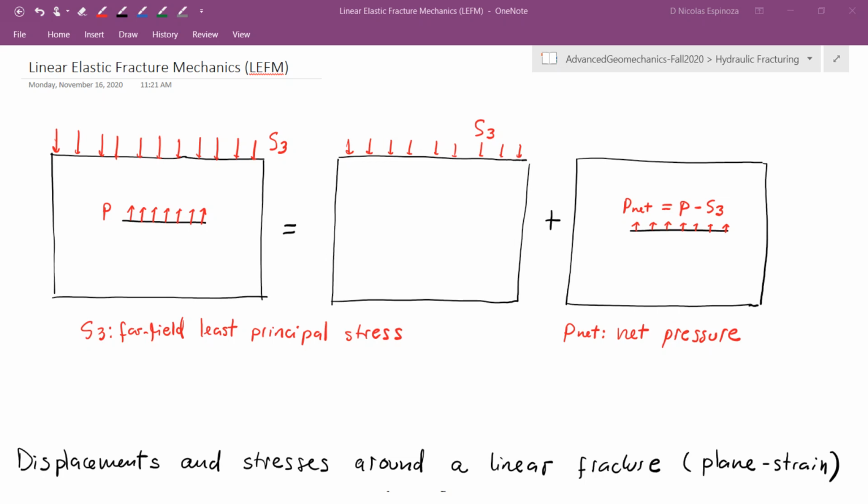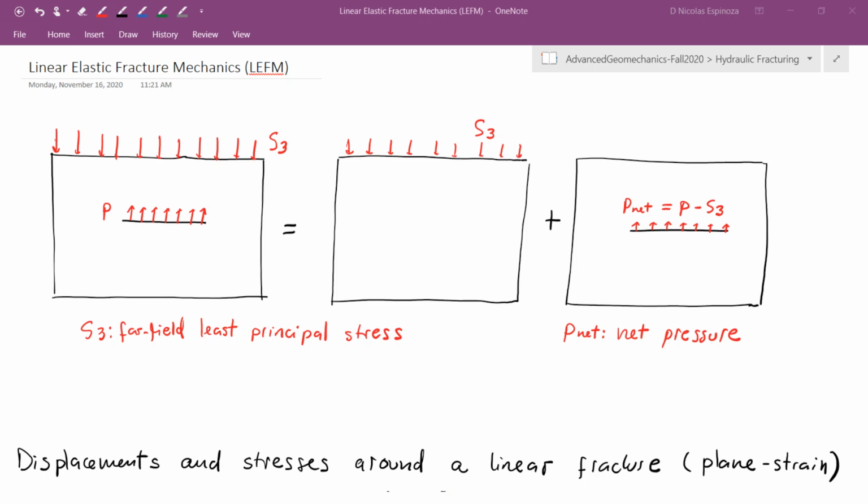The first problem just involves the in situ stresses, and we could call it just a static problem with the background stresses with the least principal stress. I know how to solve that, so that's not going to be the emphasis of the solution. On the other hand, I'm going to have to solve also the problem, which is the stress and deformation induced by a pressure in the fracture in excess of the least principal stress. This is what we call the net pressure.